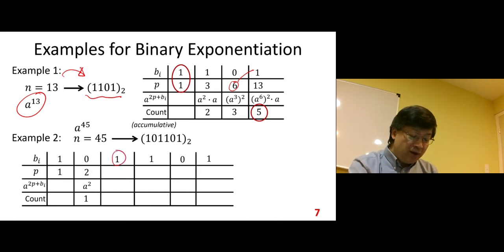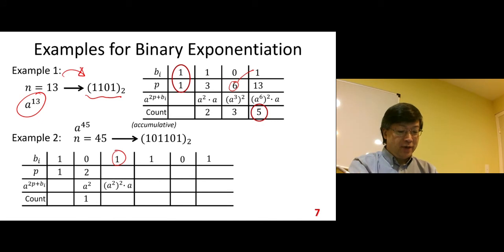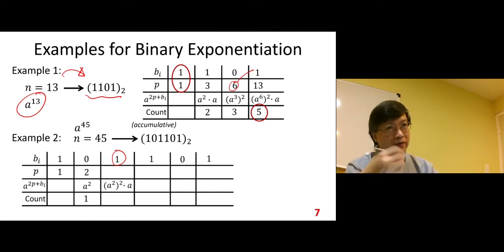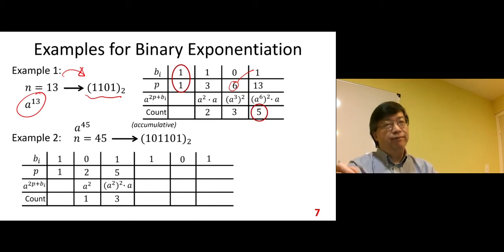Next, 1, square times another A. That's this. Square of the previous exponent, power expression, right? And accumulative count, 2 more, right? So 3. Then the P, 2 times 2 plus 1, 5.